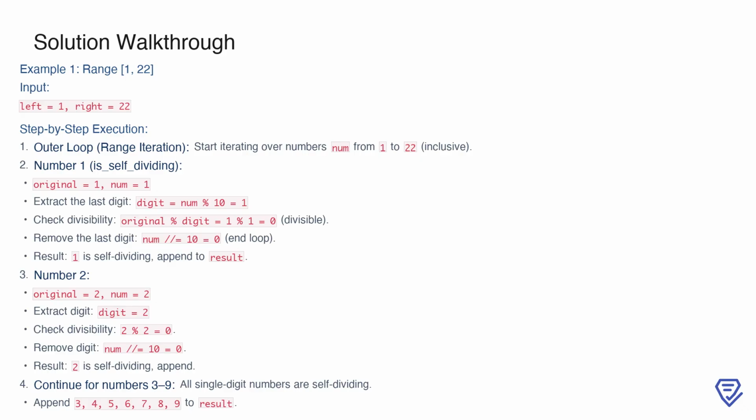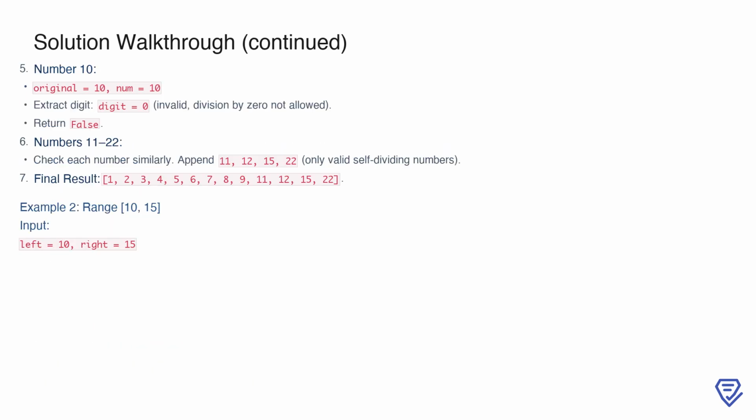Next, we move to 2. Similar to 1, we extract the digit 2, confirm divisibility, and add it to the result. This process is repeated for all single-digit numbers from 3 to 9, and since all single-digit numbers are self-dividing by definition, we append them to the result list as well. Now we examine the number 10. For 10, we extract the first digit, which is 0. Division by 0 is not allowed, so we immediately reject 10 as a self-dividing number.